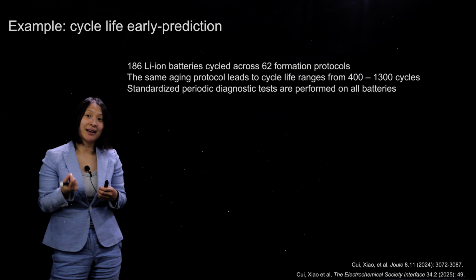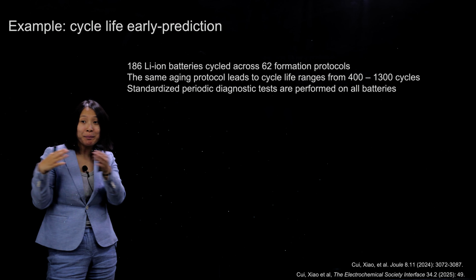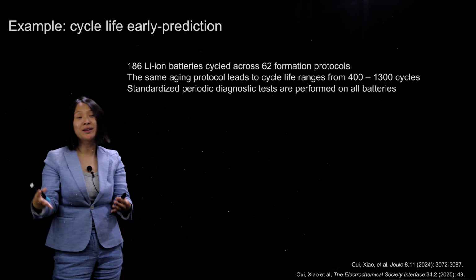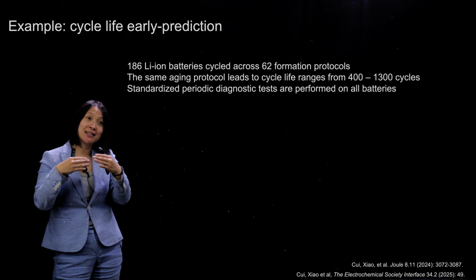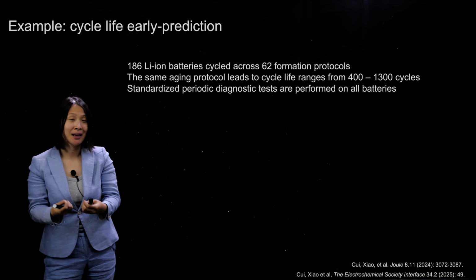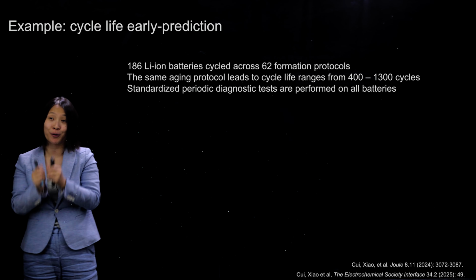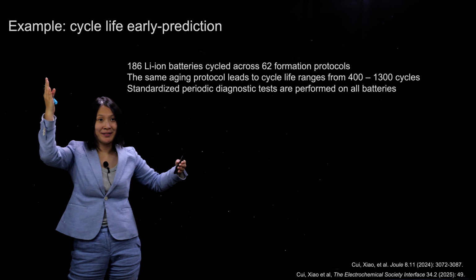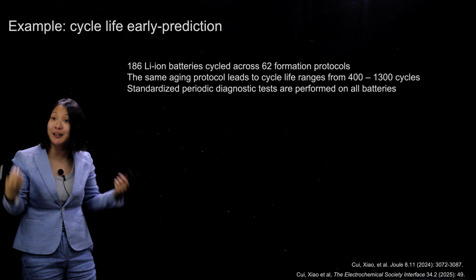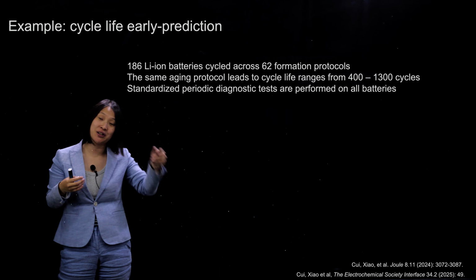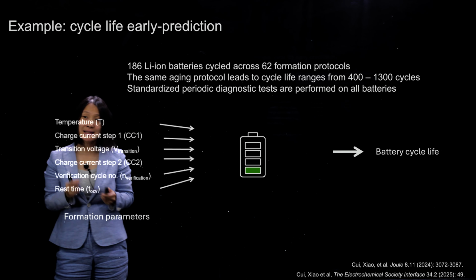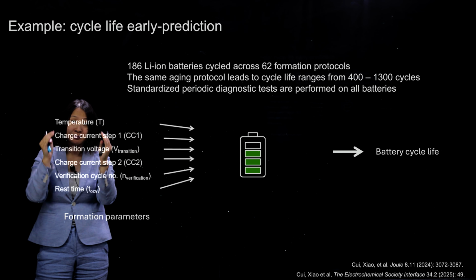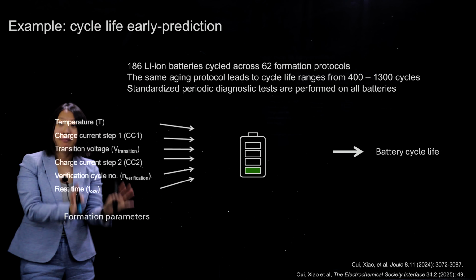In this case, all the batteries were aged in the same way, and they all went through the same standardized periodic diagnostic tests. But because we had different formation protocols, we have a diverse battery cycle life. In other words, the batteries behave very differently in terms of their degradation trajectories. So let's think about the formation protocols. We have 6 different formation parameters.